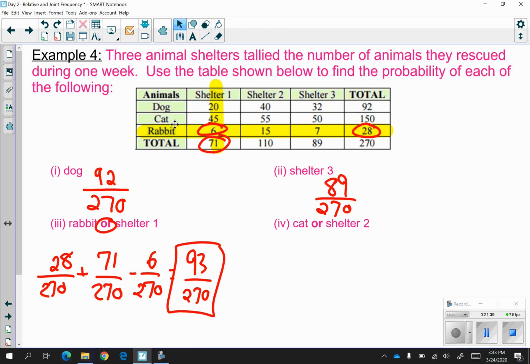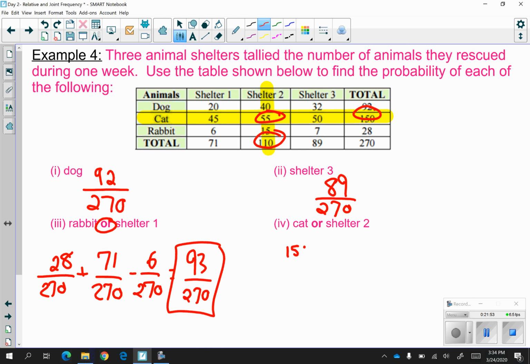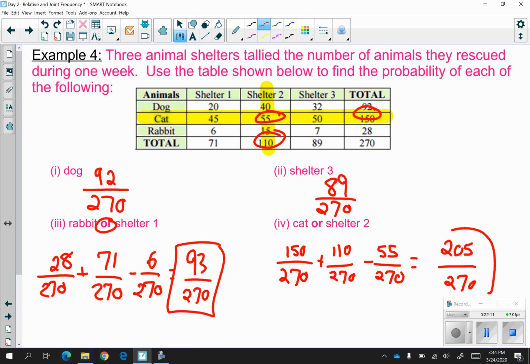The next one, you're talking about a cat or shelter 2. So take your totals and subtract the overlap. We have 150 over 270 plus 110 over 270 minus the 55 over 270. That's going to give you a probability of 205 out of 270.